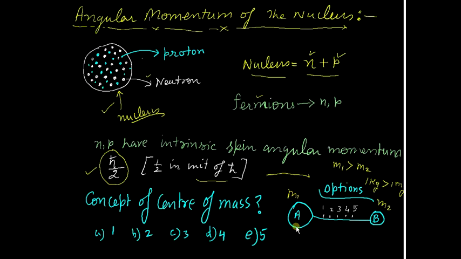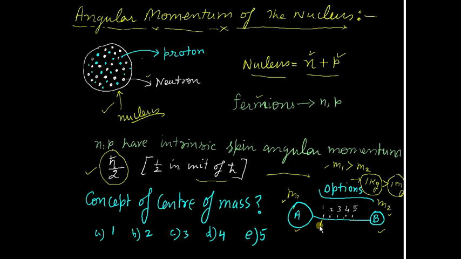There are two masses, A and B. The mass of object A is m1 and the mass of object B is m2. We have defined here that m1 is greater than m2. Simply, you can take this example: suppose m1 is equal to 1 kg and m2 is only 1 milligram, that is very small. So there are 5 options: 1, 2, 3, 4 and 5.